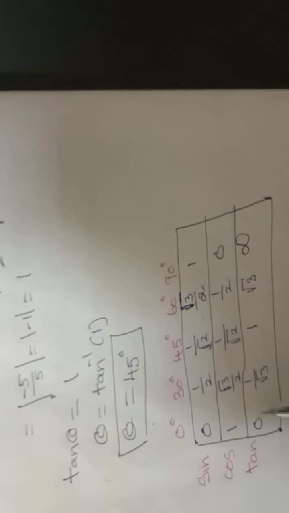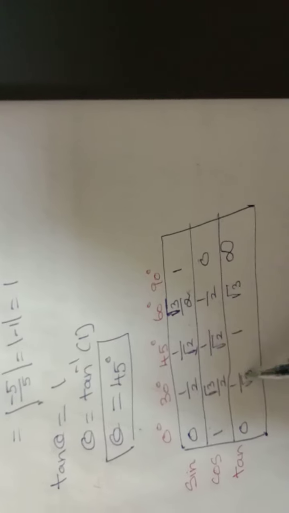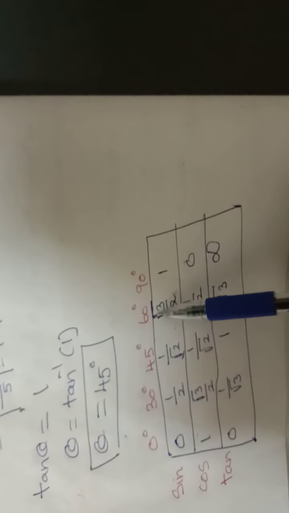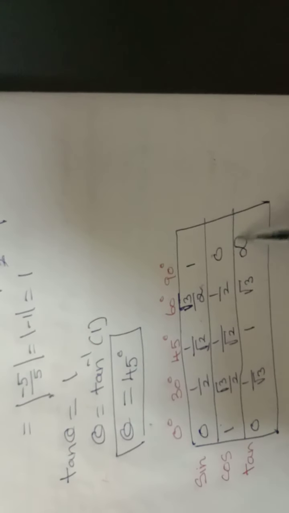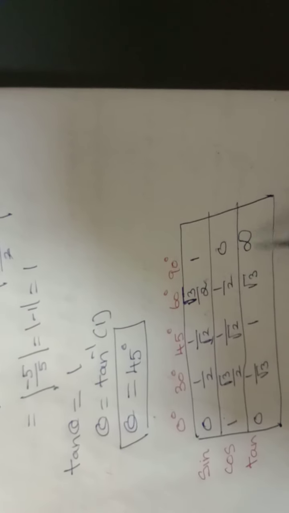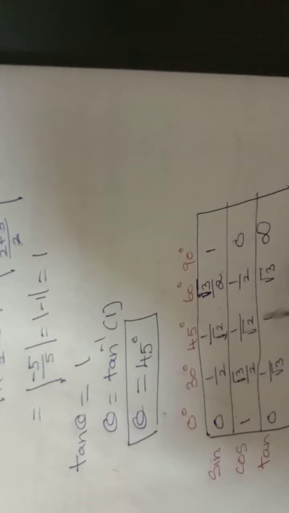Second row, just repeat it, just reverse it. So 1, root 3 by 2, 1 by root 2, 1 by 2, 0. Tan is sine by cos. So dividing, this is 0, this is 1 by root 3, this is 1, this is root 3, and this is 1 by 0, not defined. So from this we can understand tan 45 equal to 1. Therefore theta equal to 45.